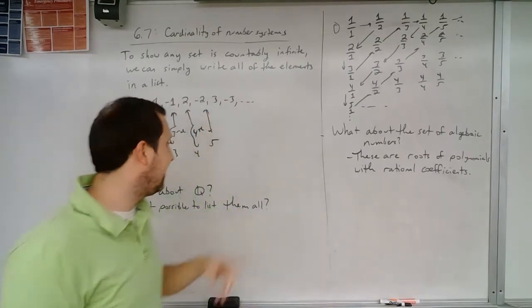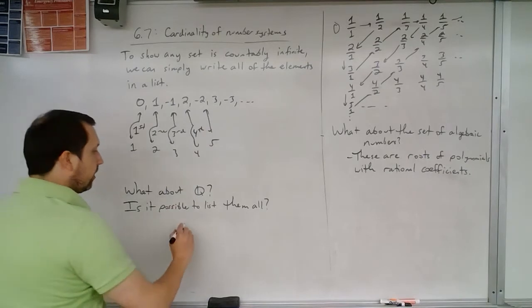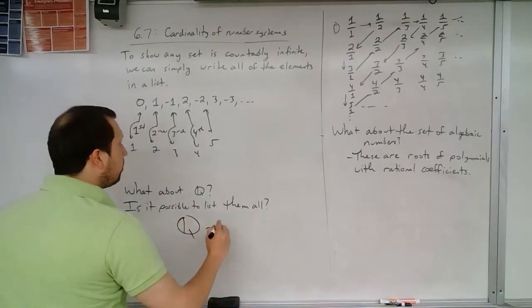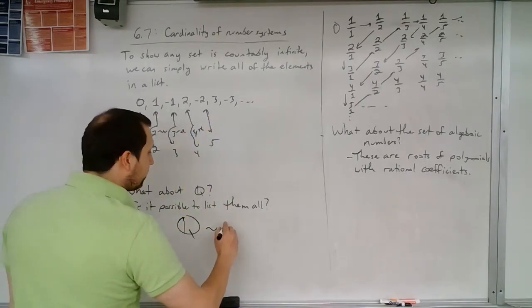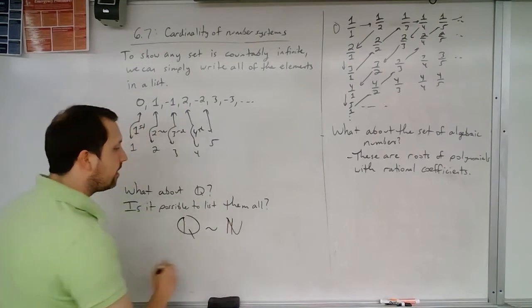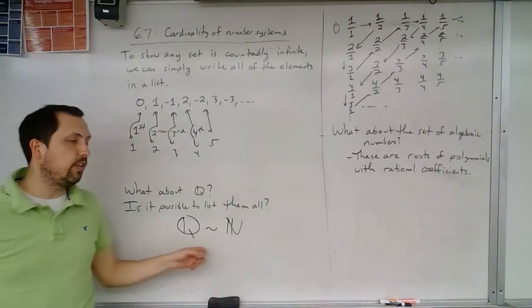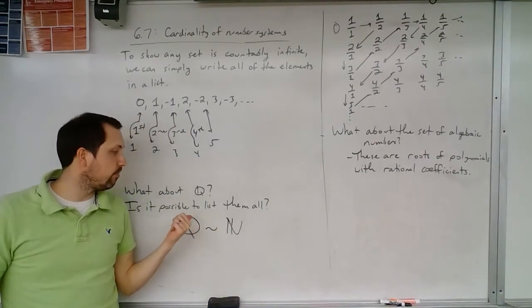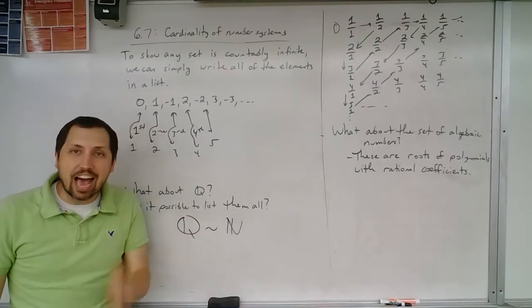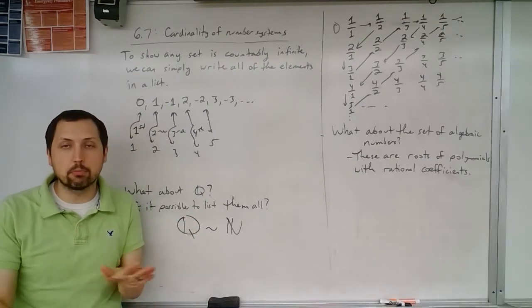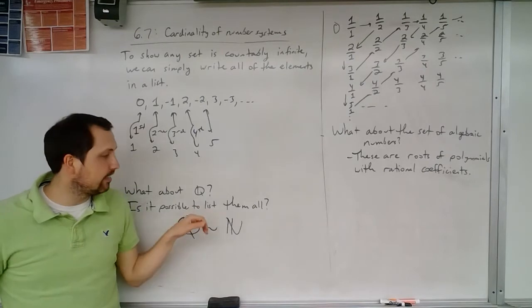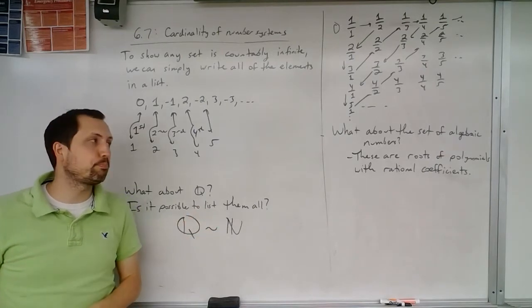And so what we see here is that the cardinality of the rational numbers is the same as the cardinality of the natural numbers. So the set of rational numbers is countably infinite. It is not uncountable. It is countably infinite, has the same cardinality as the natural numbers.